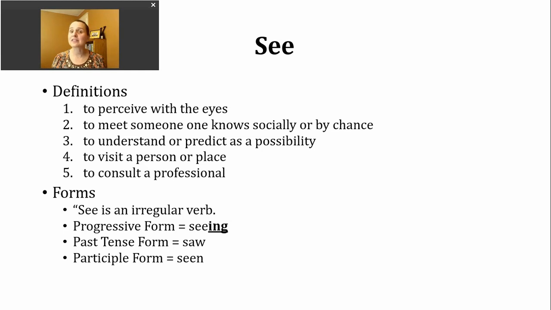A third way to use the verb "see" is to mean to understand. You might hear this after you've shared some information and someone says, oh, I see. Just another way to say, I understand.